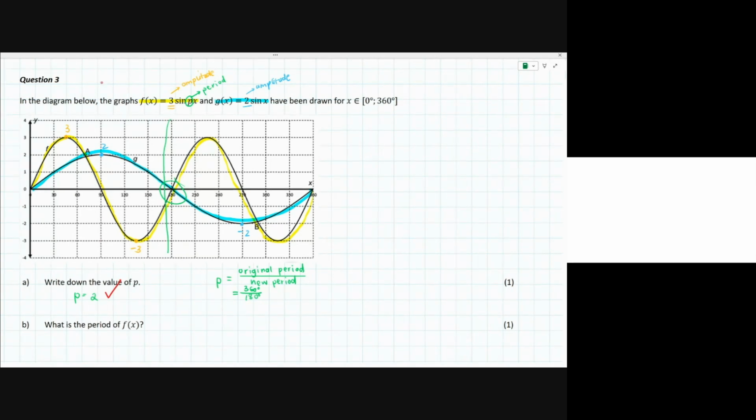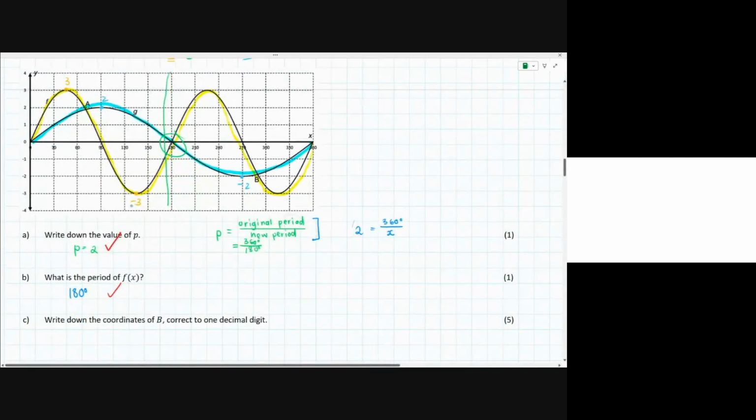All right, question B then asks, what is the period of f of x? We've already answered that question. It's 180 degrees. You could still use this formula up here and just manipulate it. So for example, you now know that p is 2. You know that your original period is 360. You want to figure out the new period, and you can go and solve the equation from there if you wanted to. But realistically, if you know that p is 2 for a sine or a cos graph, you should know that the period is 180. Right, so nice and easy, straightforward, nothing too stressful over there. 2 nice, easy marks, done and dusted.